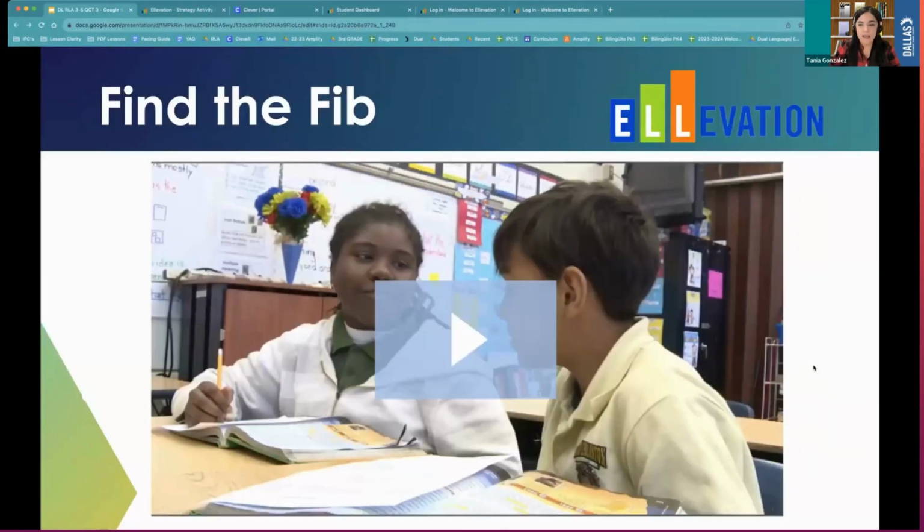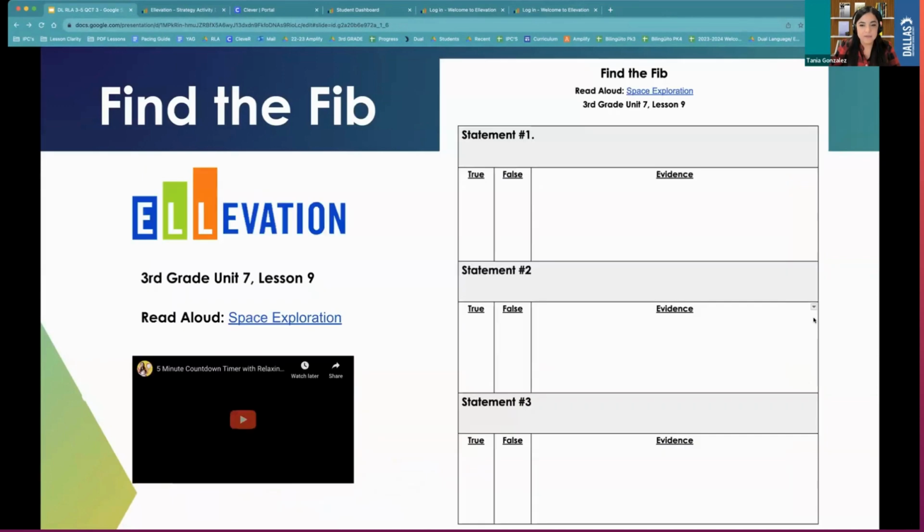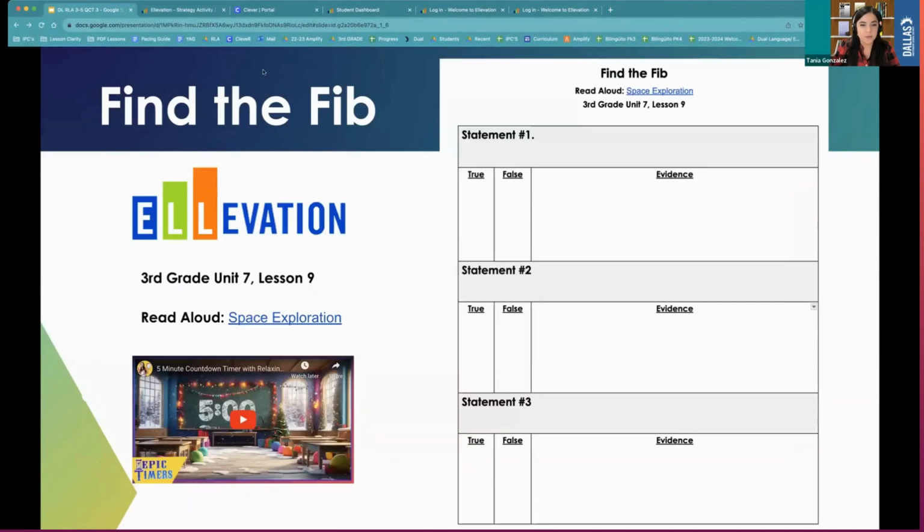Okay, so actually for this activity, we're gonna find the fib, but we are going to find 2 lies instead of 1. I've included 2 lies instead of 1 just because I had messed up a little, but we're gonna find 2 lies and we're gonna find 1 truth. So we're gonna do it. I'm gonna set a timer for 5 minutes.